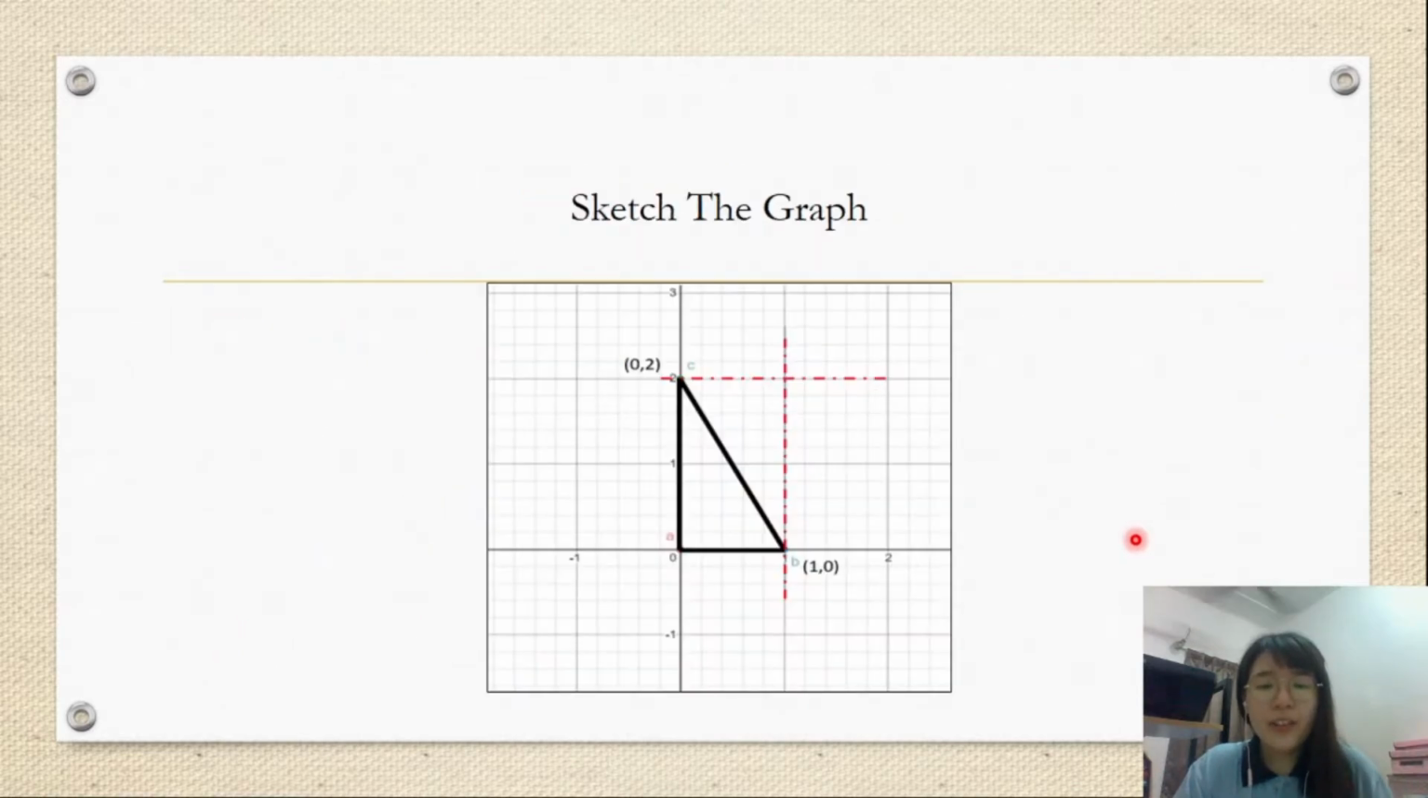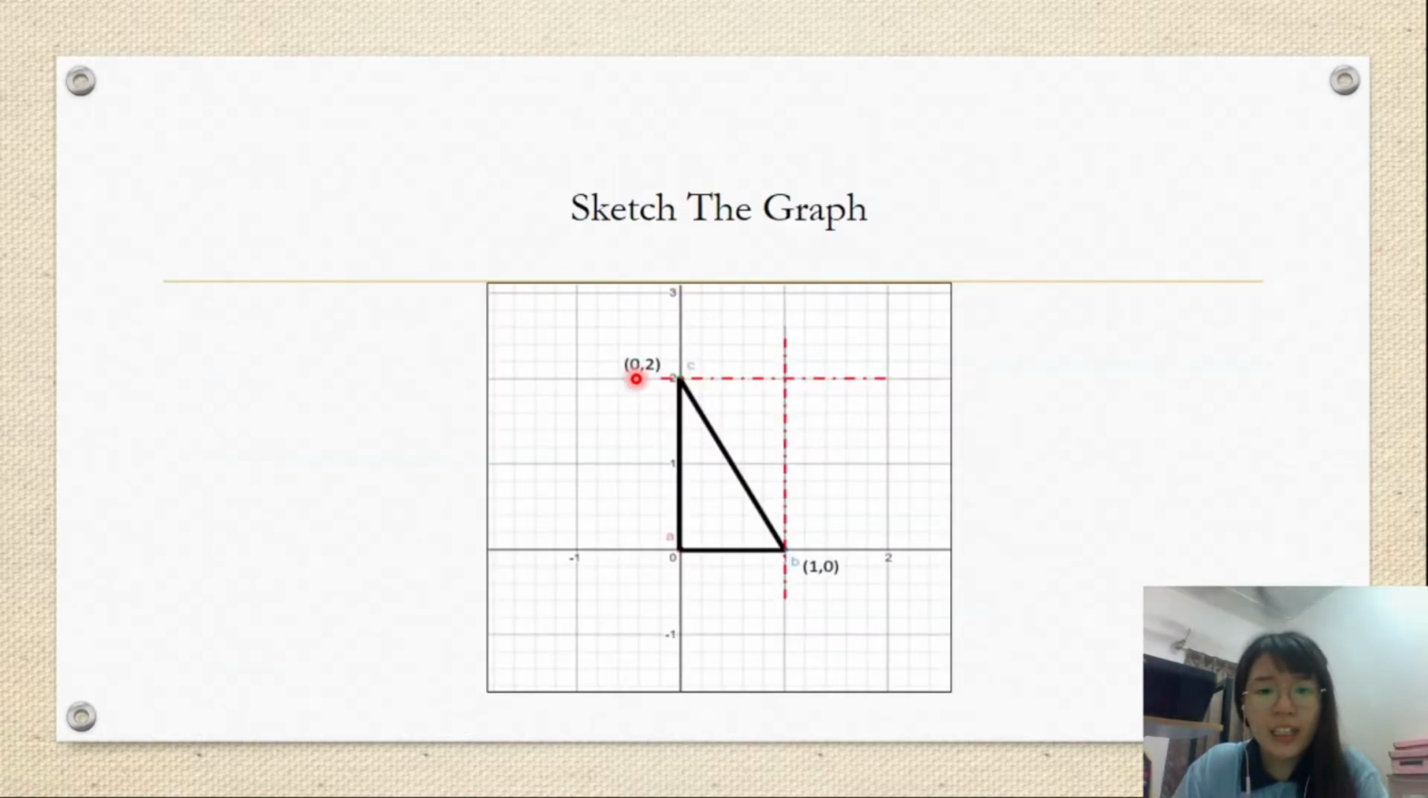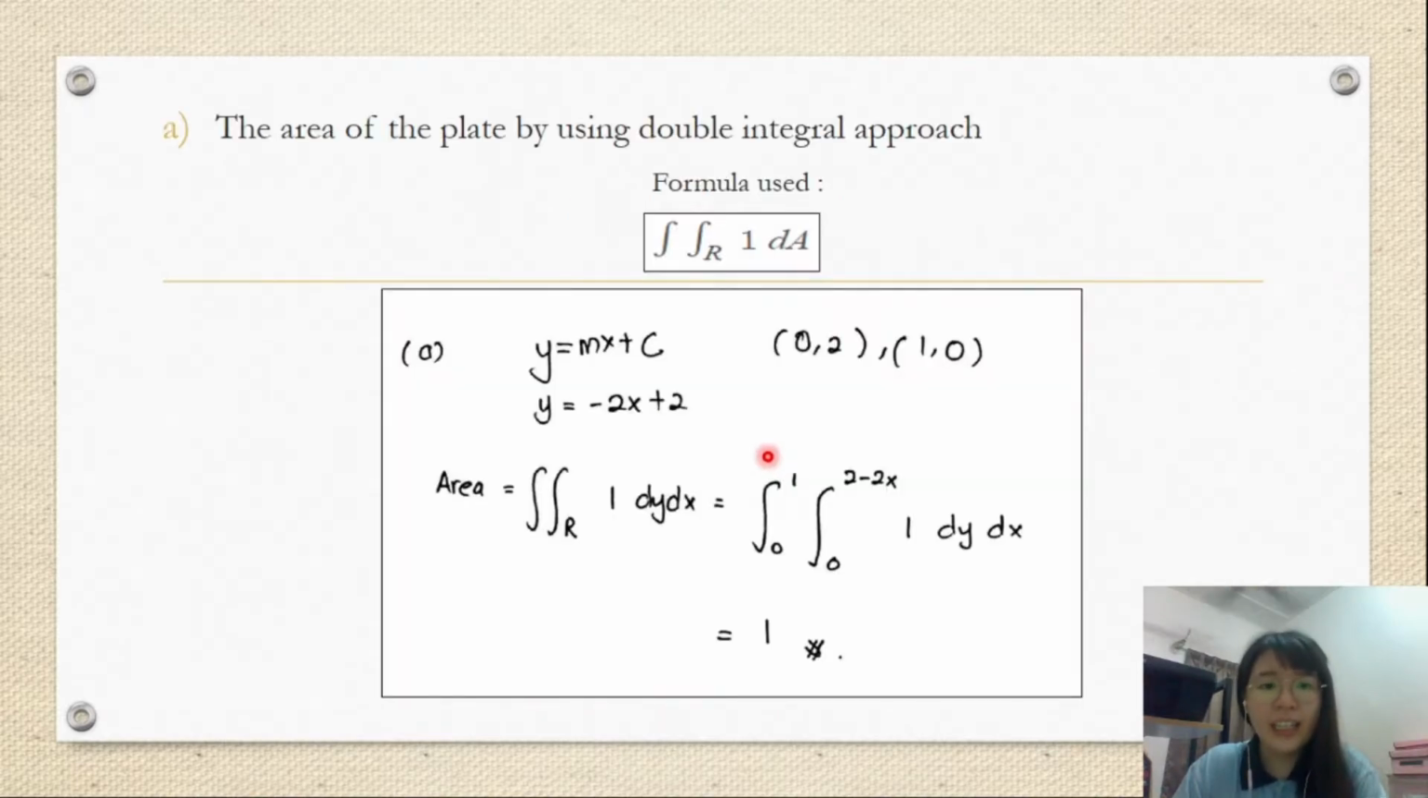First of all, we sketch out the graph using the information given here. We have 2 meters in height and 1 meter in length, meaning that here will be the height of 2 meters and here will be the length, which is 1 meter. Here will be the region we use for each of the questions later. Now, question A is about the area of the plate by using the double integral approach.